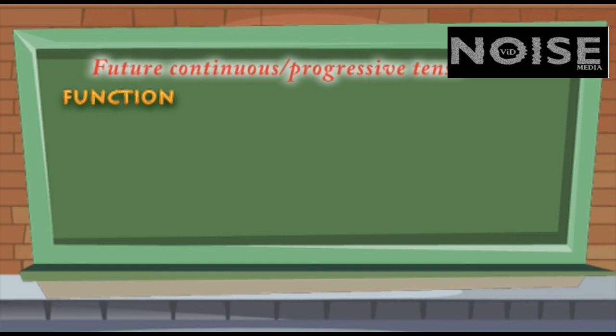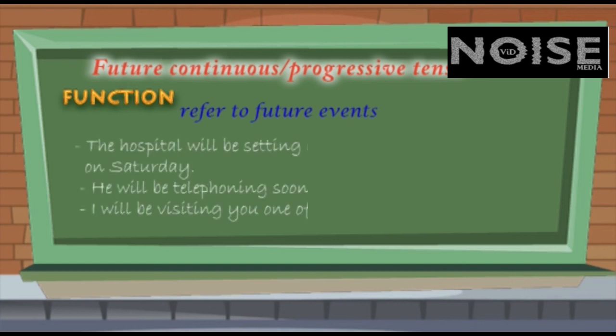Then we use future progressive tense to refer to future events which are fixed or decided or which are expected to happen in the normal course of events. It does not suggest the idea of personal intentions. Examples: the hospital will be setting up a camp for malaria on Saturday. He will be telephoning you soon. The last example: I will be visiting you one of these days.